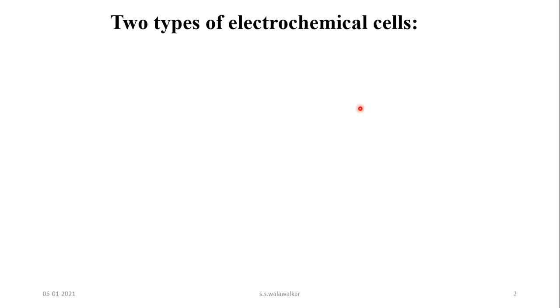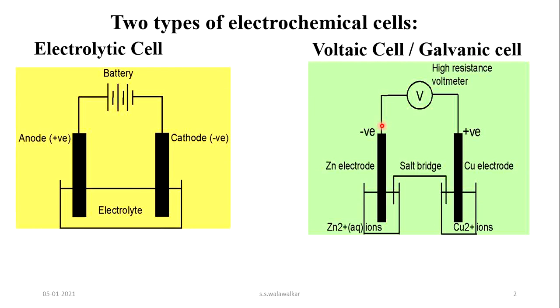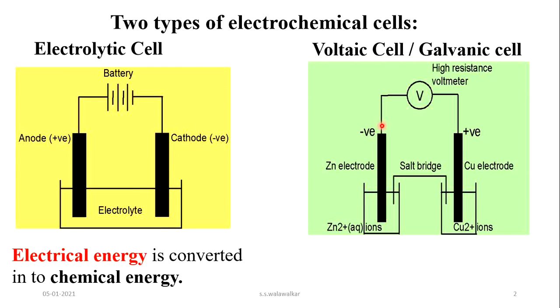In previous videos, we have studied that electrochemical cells are of two types: electrolytic cell and galvanic cell or Voltaic cell. We have also discussed about the differentiating points between electrolytic cell and galvanic cell. So you know that in case of electrolytic cell, electrical energy is converted into chemical energy. That means electrical energy is used to take place a chemical reaction.